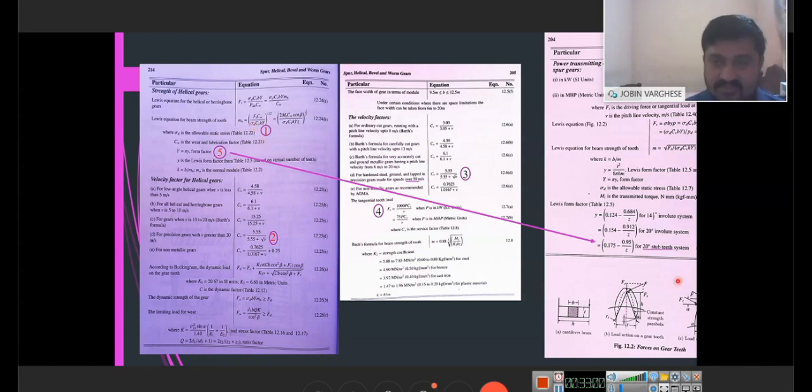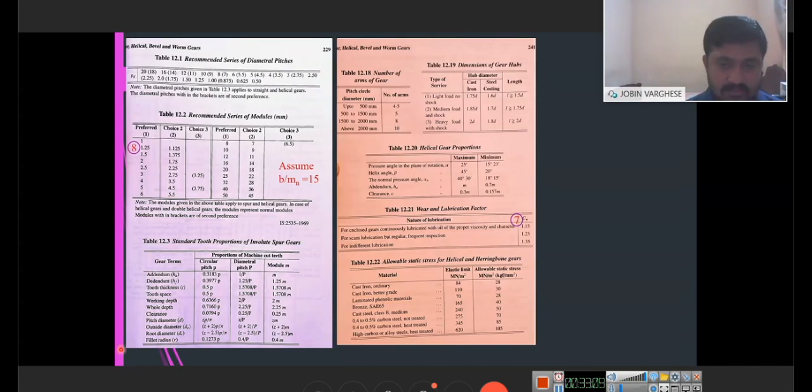So we have completed this page, and we come to the next. I have seen that CW can be found from page number 241. This is Table 12.21, where CW is given for enclosed gear continuously lubricated with oil of proper viscosity and character, because nothing is given specifically. So we have chosen this as 1.15. Then, as I told, assume B by Mn is taken as 15.